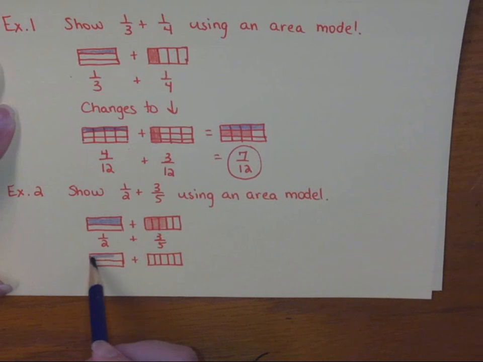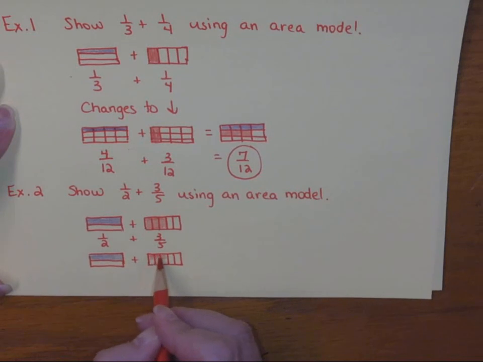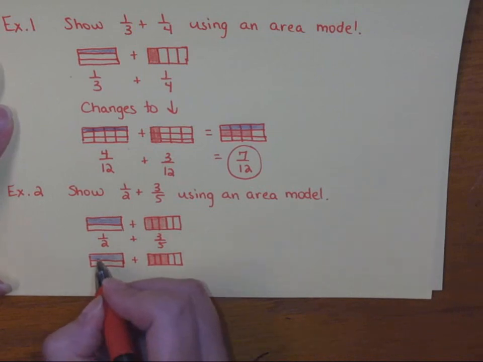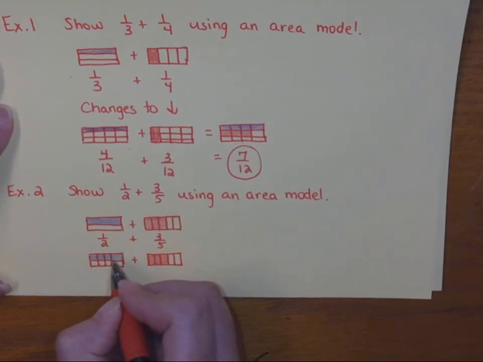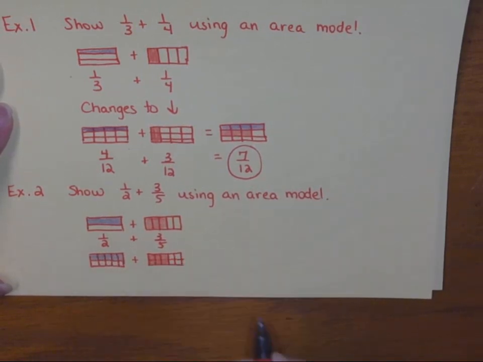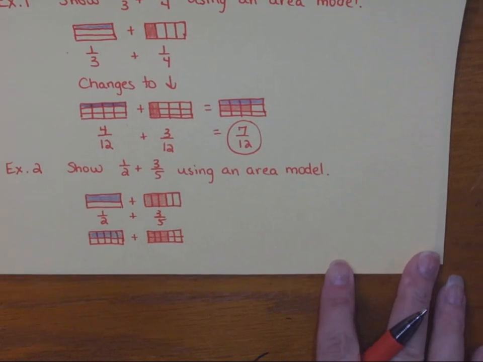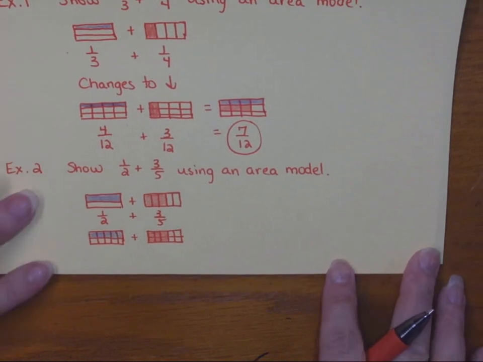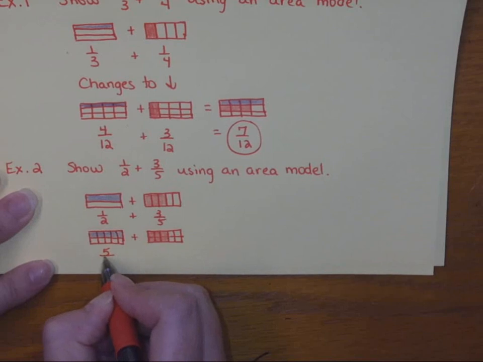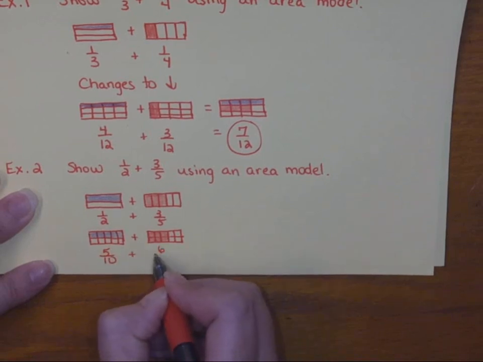So I'm going to repeat my shape. It's important to note here that the area being shaded isn't changing. All that's being changed is how you split or partition it up. Okay, so now same area, but this time we have 5/10 plus 6/10.